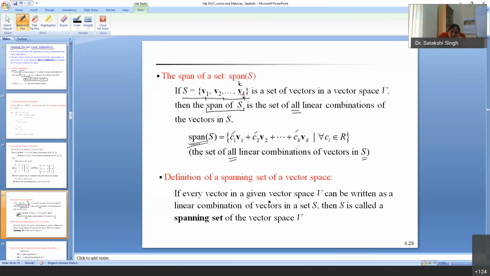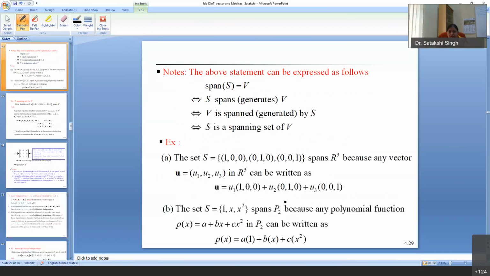So if every vector in a given vector space V can be written as a linear combination of vectors in a set S, then S is called a spanning set of the vector space V. So I think this term is clear, and here it is written that we can define span of S in so many ways. Span of S is also called the generator of S, or we can also just state it as S spans V. We can also state as S generates V, or V is spanned or generated by S means S is a spanning set of V. So these statements are equivalent. You can use any of them according to your wish.